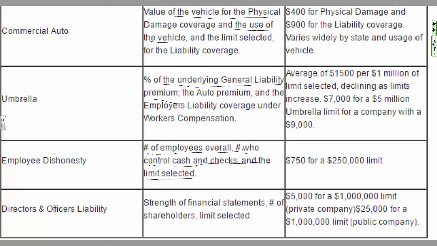Similarly, looking at directors and officers' liability, the strength of your financial statements and the number of your shareholders and the limit selected should be reflective of your exposure.